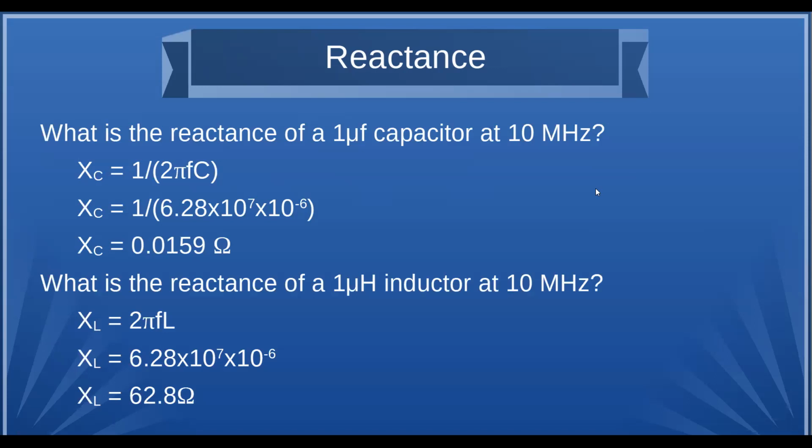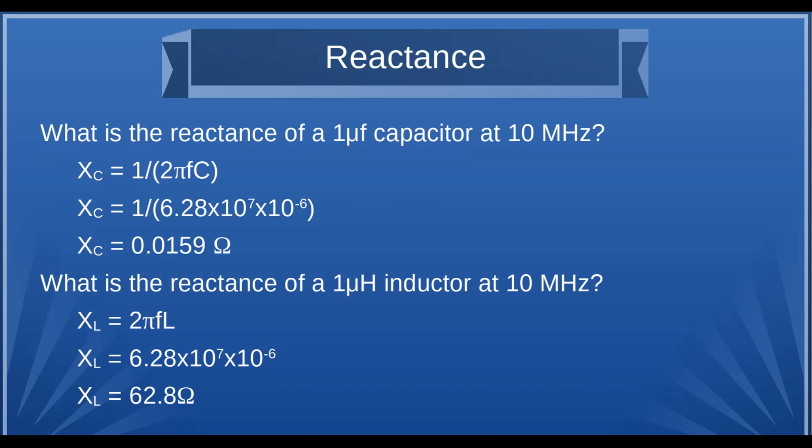So if we get an example, what's the reactance of a 1 microfarad capacitor at 10 megahertz? So we use the formula. Capacitive reactance is the reciprocal of 2 pi FC. And we plug in 2 pi, which is 6.28, times 10 to the 7th, which would be 10 megahertz. And a 1 microfarad capacitor is going to be 10 to the minus 6th. So the answer comes out 0.0159, or very low resistance or reactance.